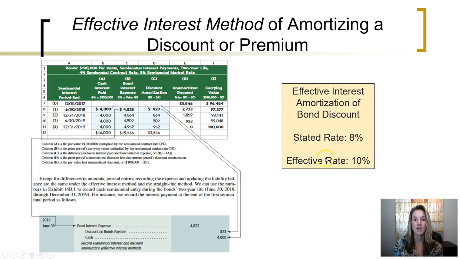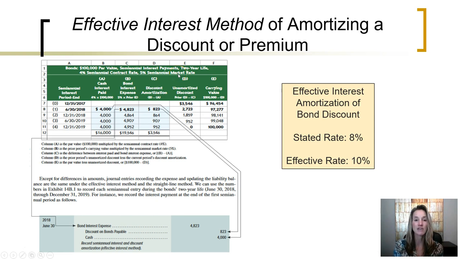For example, assume that these bonds are $100,000 par value bonds, with semi-annual interest payments twice a year. The bonds have a 2-year life. The semi-annual contract rate is already half of a year's interest, so it would have been an 8% interest per year stated for the bonds. The effective rate, or the rate at the time of these bonds issuing, is 10%. Half of it is 5%, or the semi-annual market rate.